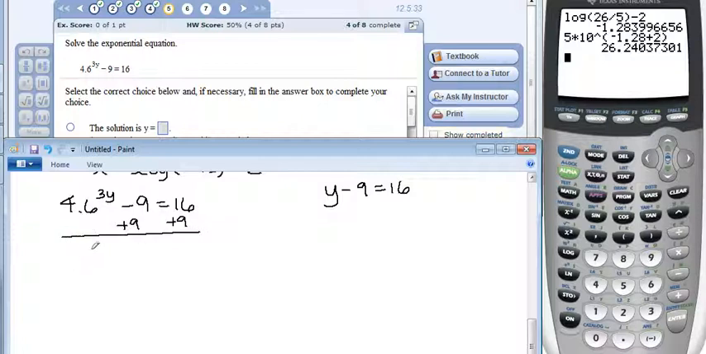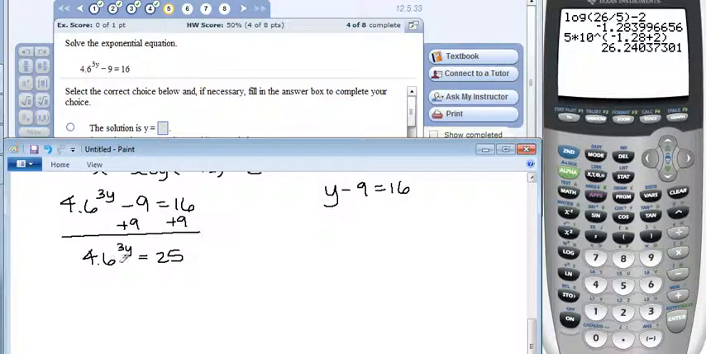Okay? So we have 4.6 raised to the 3 times y power has to equal 25. This time I can add those with a nice whole number. Now again, I'm stuck exponentially. I have no idea what 4.6 raised to some power is going to be 25. Okay, so I'm going to log both sides.